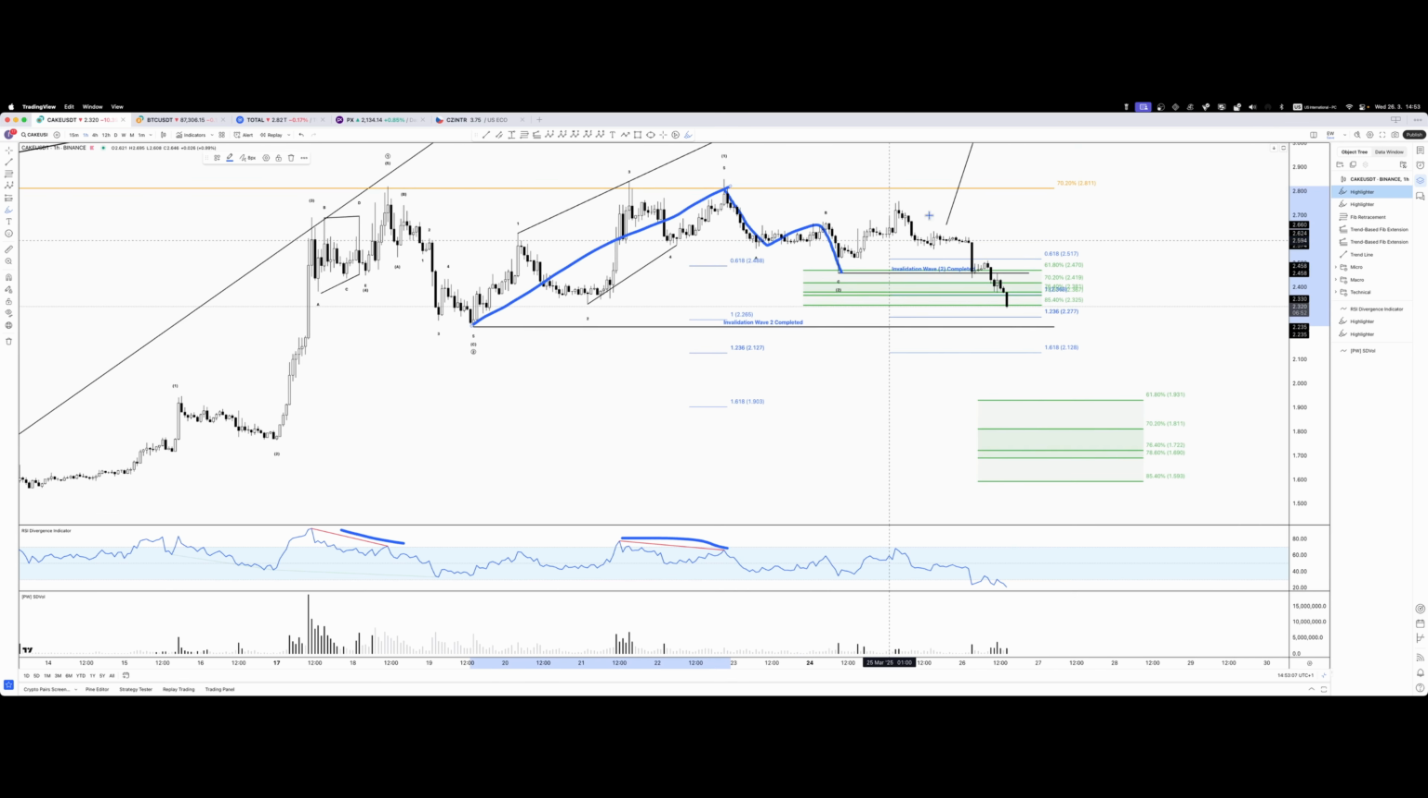Now this level has been broken. That indicates one thing, that the wave 2 correction is not finished. So perhaps what we have is an A, a B, and a C that would end up somewhere there.